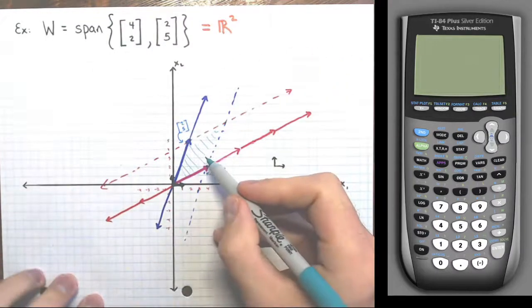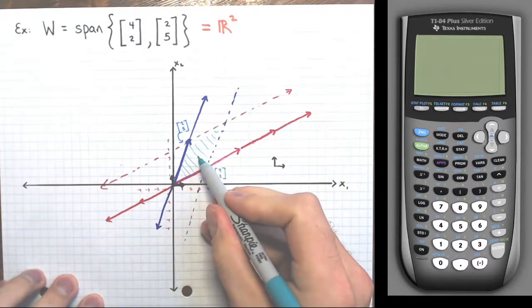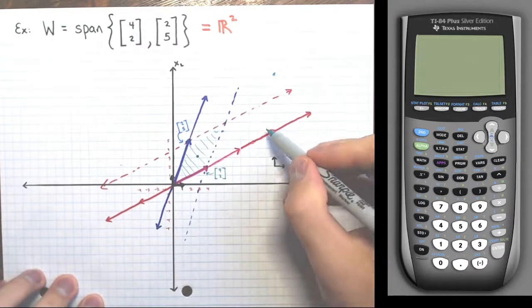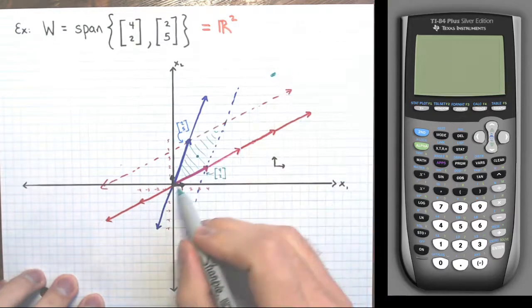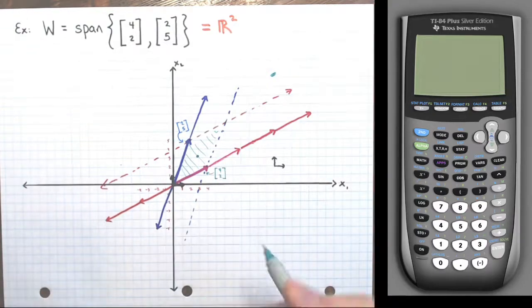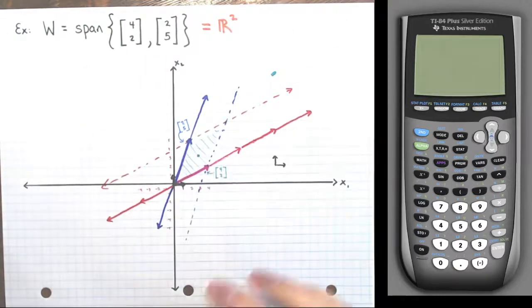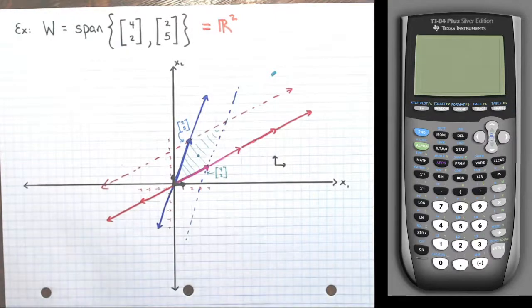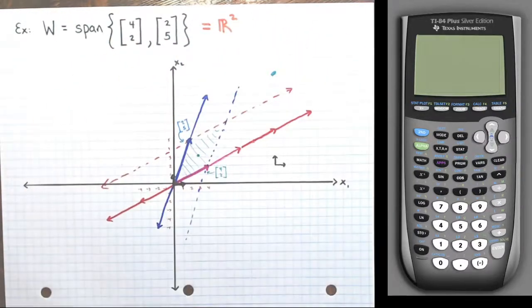And I could get anywhere. If I took half of 4, 2 plus half of 2, 5, I'd get up here somewhere. If I want to get up here, I could take so many 4, 2s plus so many 2, 5s running parallel to these lines, and I could get anywhere I wanted using just linear combinations of these two vectors. So you see how it makes up the entire plane. So the span of this is R2. R2 is a subspace of itself. Any vector space is a subspace of itself.